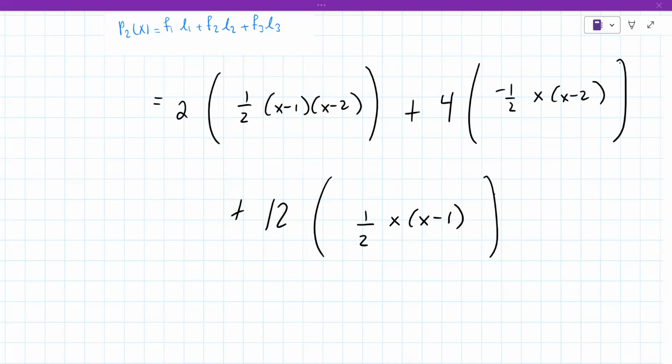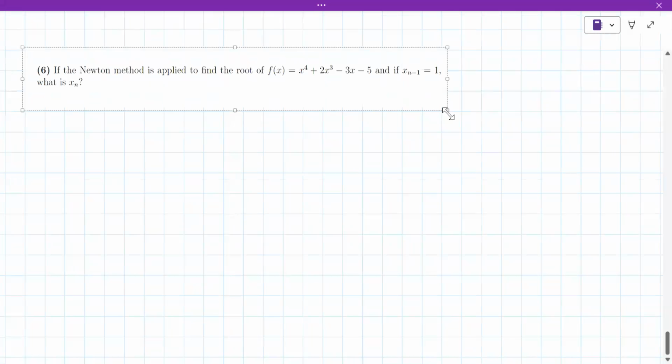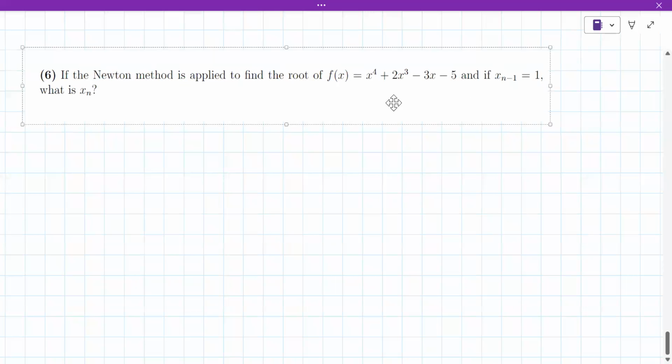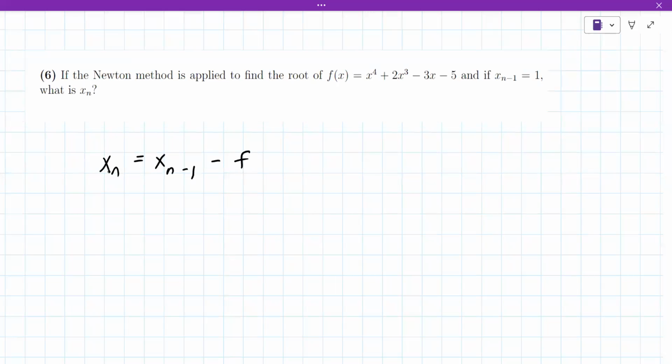Okay. The next problem is Newton's method. Good old Newton, Isaac Newton. More famous now that he's dead. All right. If the Newton method is applied to the root of f of x, and if x of n minus 1 equals 1, what is xn? Okay, so there's a formula that you have to know, which is xn equals xn minus 1 minus f of xn minus 1 over f prime xn minus 1.